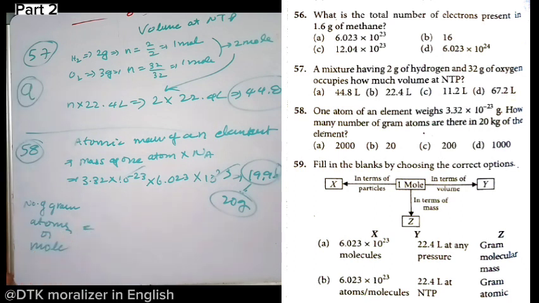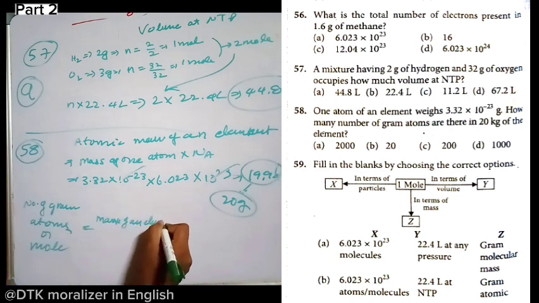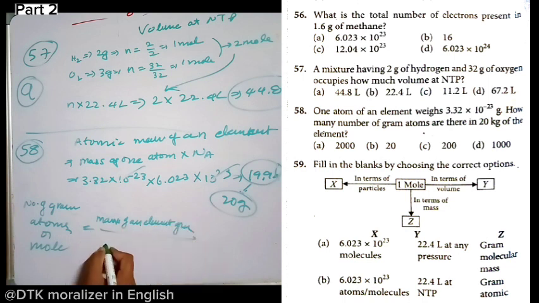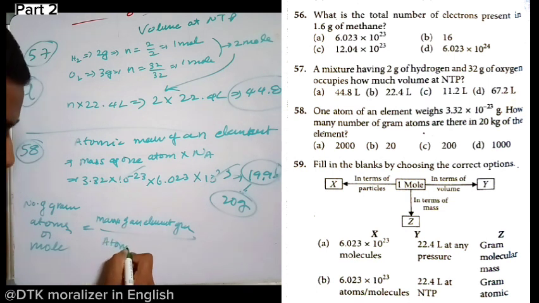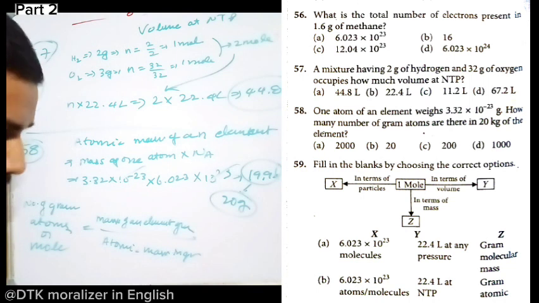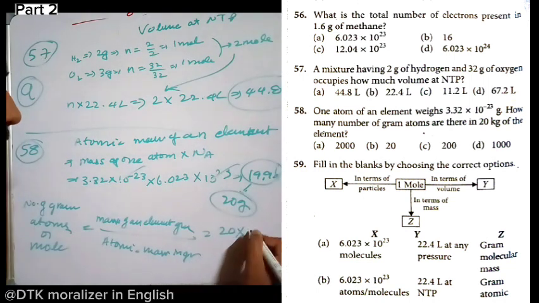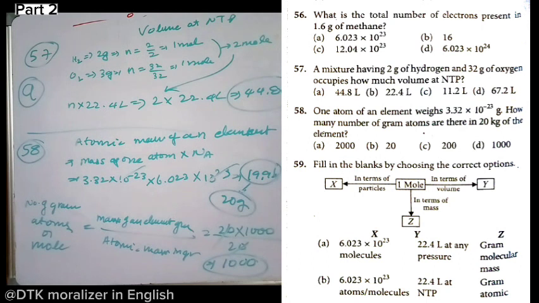So the number of moles, or number of gram atoms, is equal to mass of the element in grams divided by atomic weight of the element. So here 20 kg, that is 20 into 1000 grams, divided by 20, gives 1000 moles. So for question number 58, option D is right.